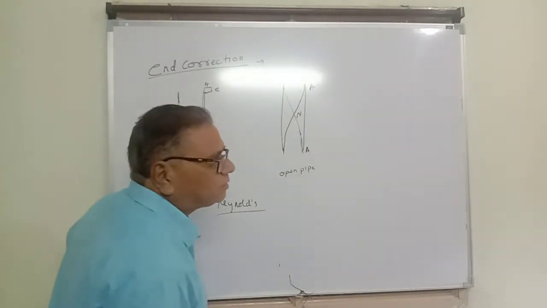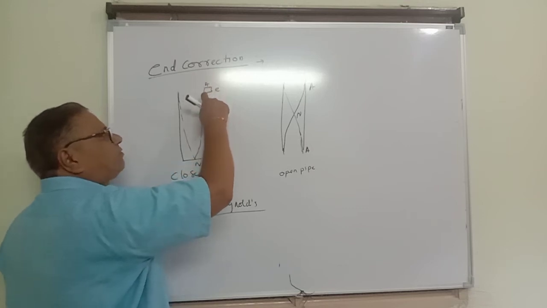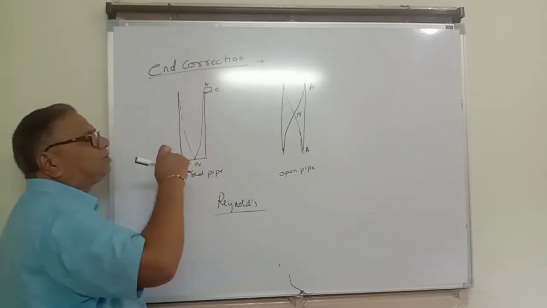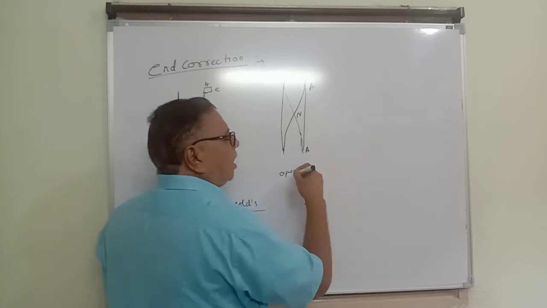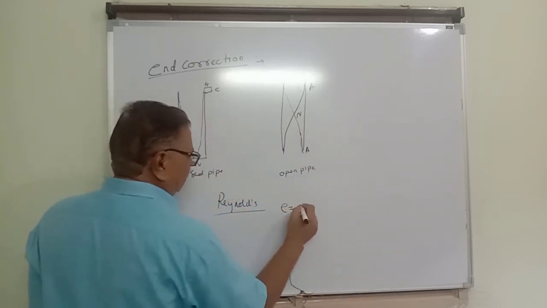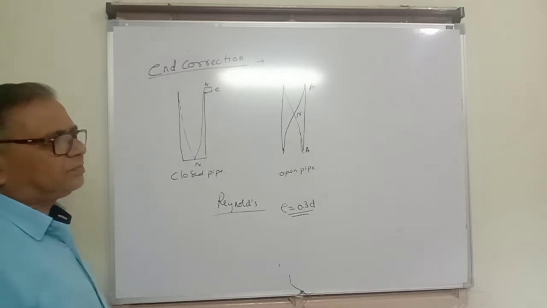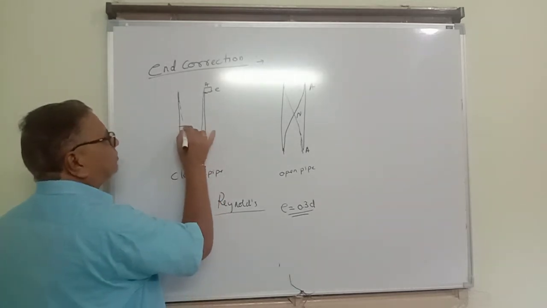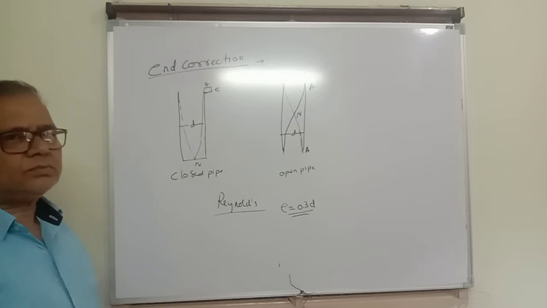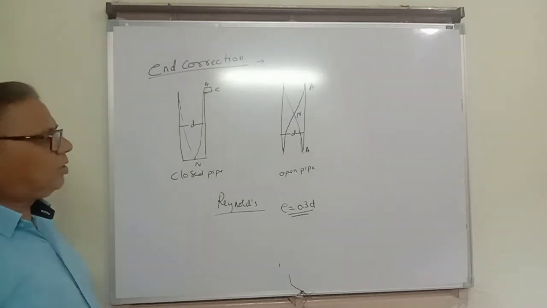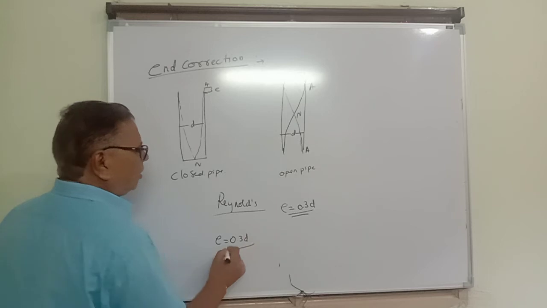Reynolds has determined that the antinode does not form exactly at the open end but slightly above it. The distance from the open end of the pipe to the antinode is called end correction, and it is given approximately by E equal to 0.3 times D, where D is the inner diameter of the tube. So end correction is given by E equals 0.3D according to Reynolds.